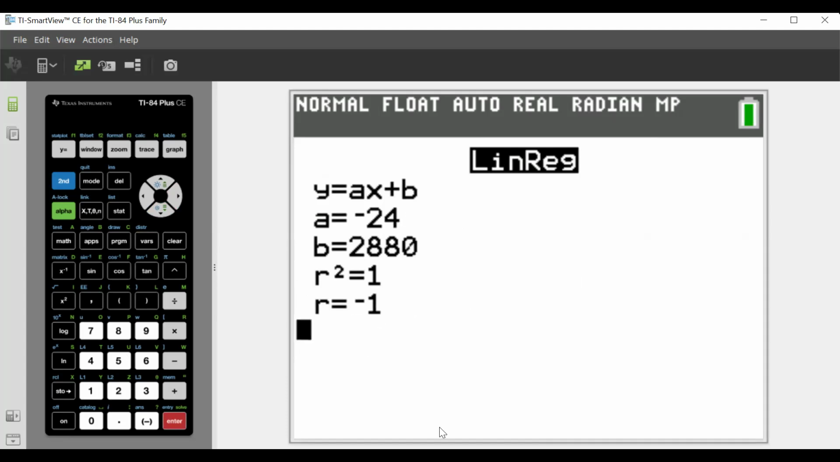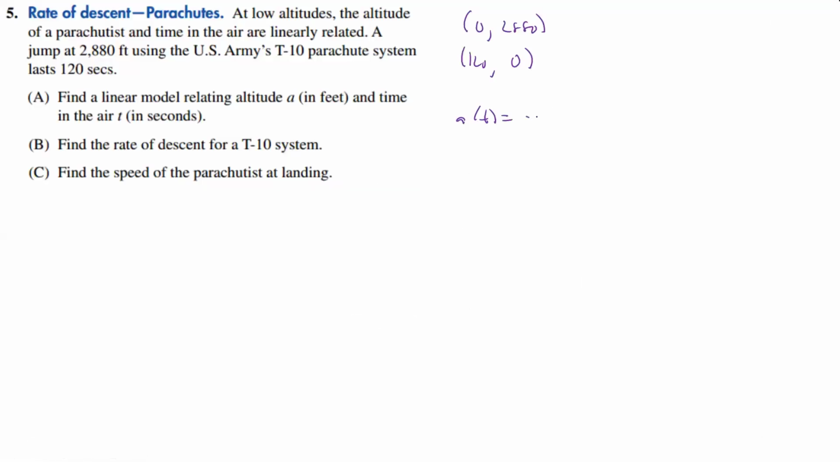All right, so let's put that into our equation over here. So that's going to be a minus 24t plus 2880. And that's going to be feet at time t.